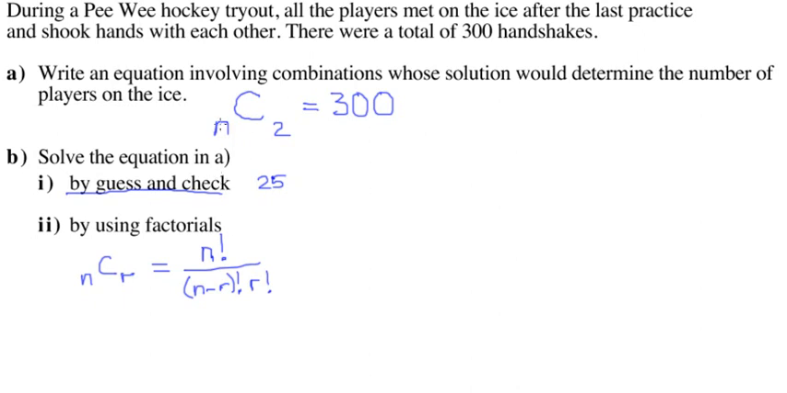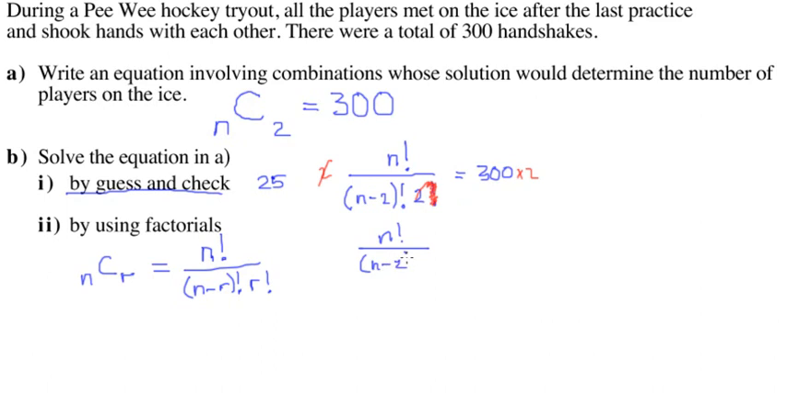For us, our left number actually is n, and our right number is 2, so we get this. n factorial over n minus 2 factorial, and also over 2 factorial equals 300. First thing, 2 factorial is simply 2. You can take the exclamation mark off without making any difference. Multiply both sides by 2, and that 2 cancels out, and we get n factorial over n minus 2 factorial equals 600.